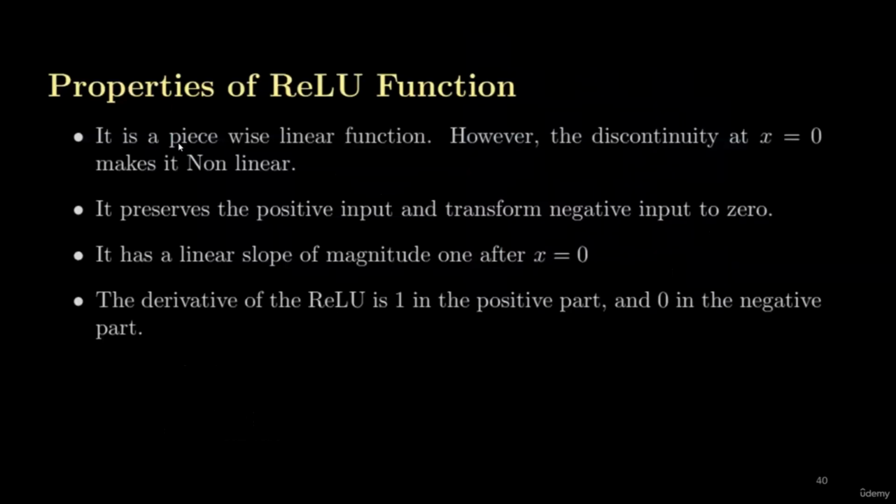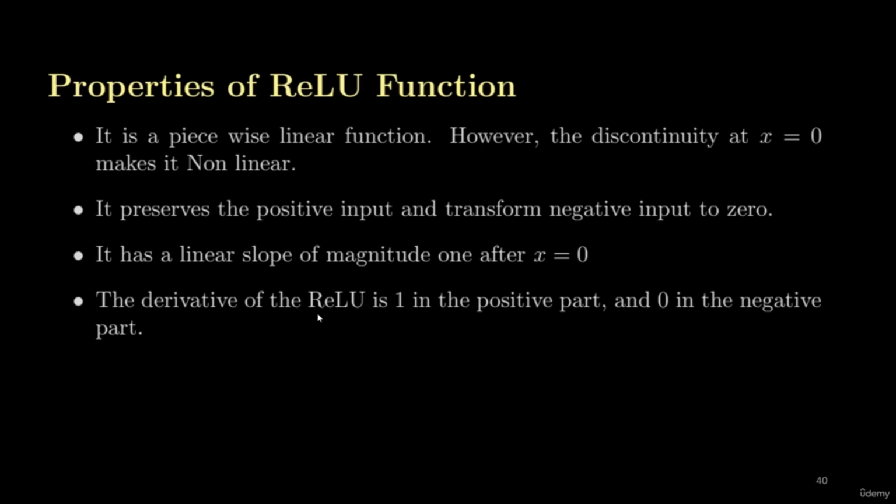So these are the properties of a ReLU function. We have discussed already that it is a piecewise linear function. It has the discontinuity at x is equal to 0. That is, before x is equal to 0, it has a different slope, and after x is equal to 0, it has a different slope. This makes it a non-linear function. The second important property is it preserves the positive input and transforms negative input to 0. It has a linear slope of magnitude 1 after x is equal to 0. So its slope is constant, which is equal to 1 for the positive values of x.